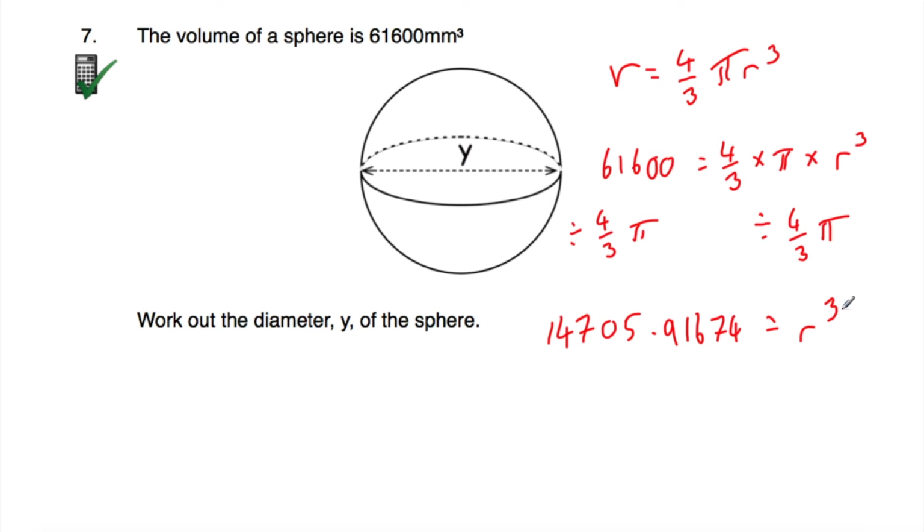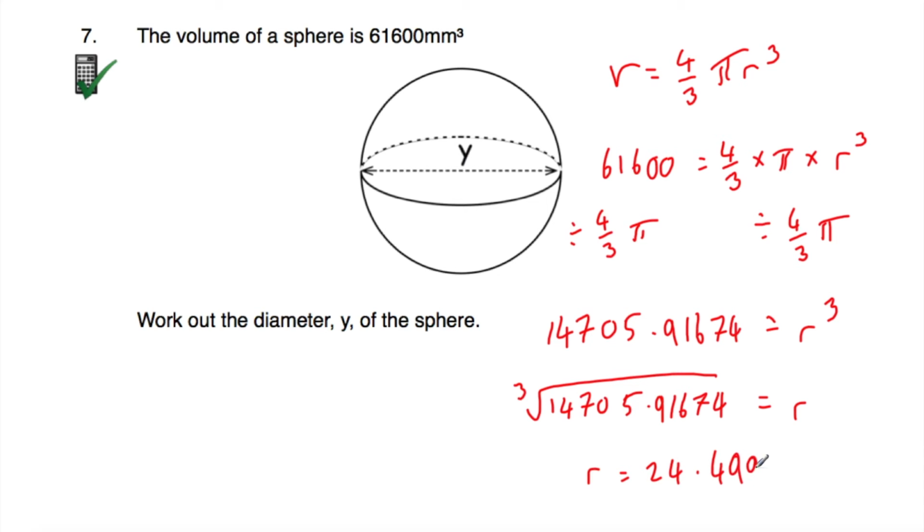Now we don't want this cubed, so we're going to cube root both sides. We cube root the left-hand side, which is the cube root of 14,705.91674, and that'll be equal to r. To work this out, I press the cube root button and then press answer, because that's already on my calculator display. Whenever I press equals, I get the radius is equal to 24.49988 and so on. That's the radius.